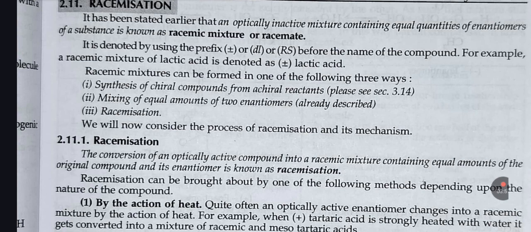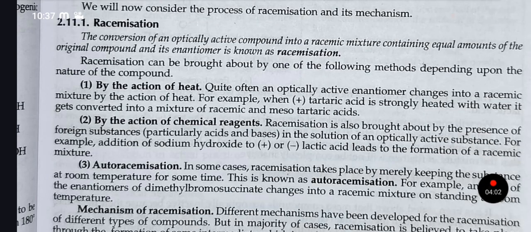Racemization. We will now consider the process of racemization and its mechanism. The conversion of an optically active compound into a racemic mixture containing equal amounts of the compound and its enantiomer is known as racemization. Racemization can be brought about by one of the following methods depending upon the nature of the compound.